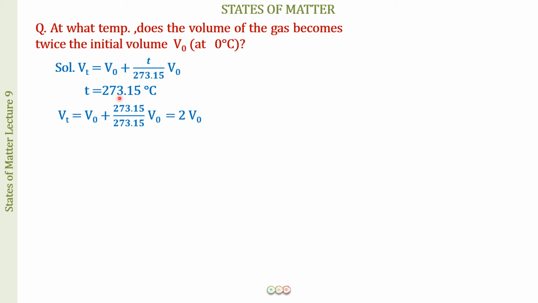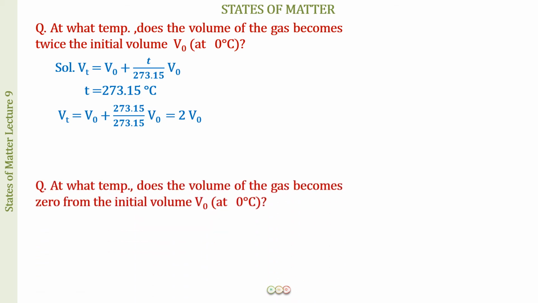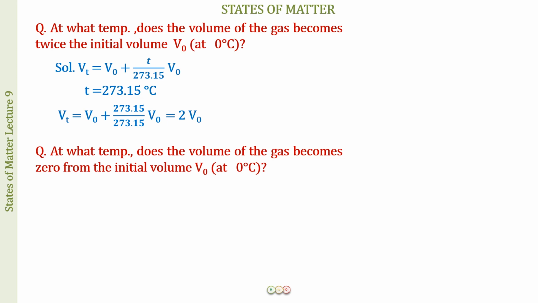And from 0 degrees Celsius, if you increase the temperature to 273.15 degrees Celsius, the volume is going to become double. Right? Now let us move on to the opposite part. What are we going to do? Well, we want to decrease the temperature and see what the effect is. So at what temperature does the volume of a gas become zero from the initial volume V naught at 0 degrees Celsius? So you will start decreasing the temperature.